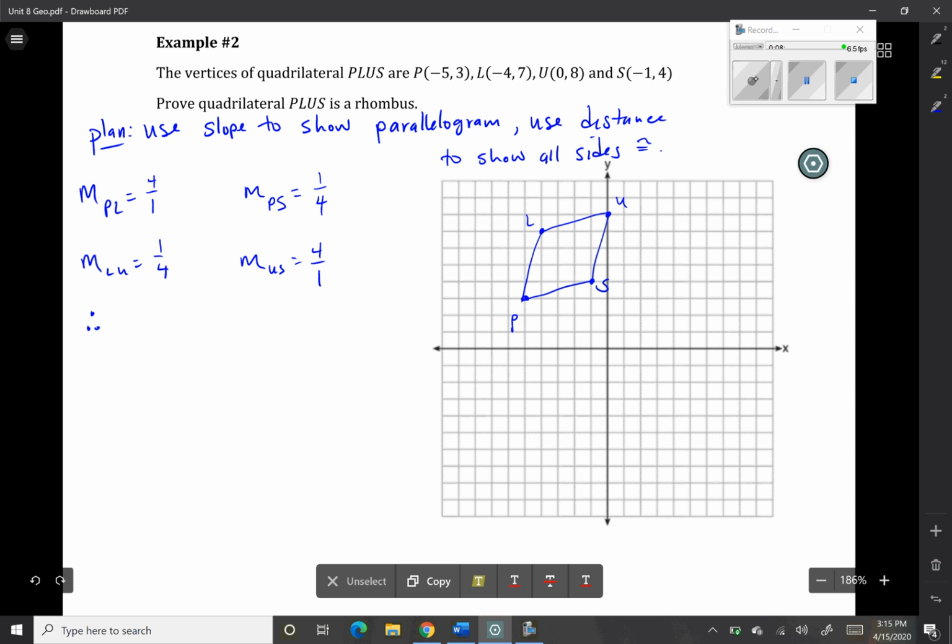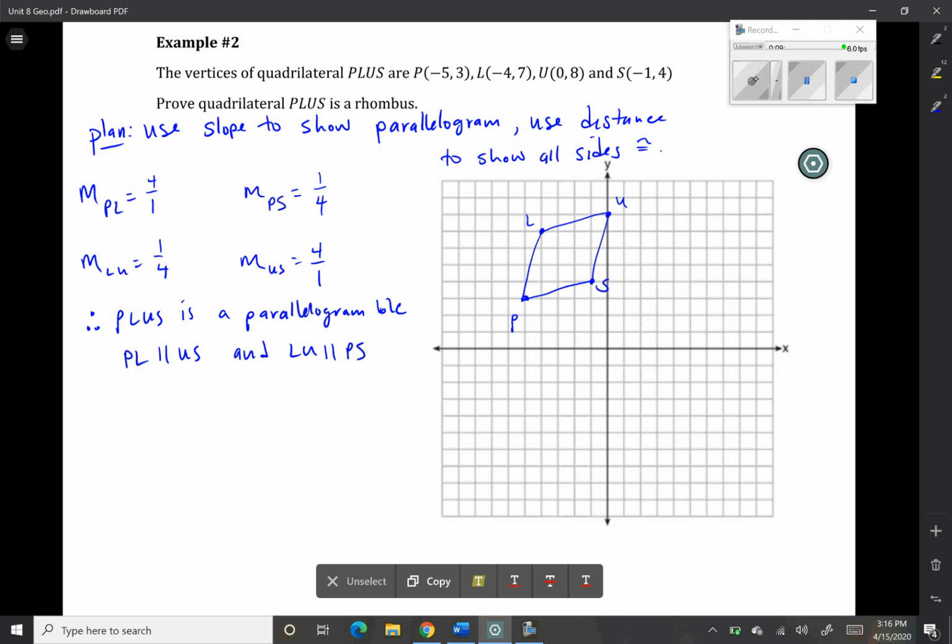So I could say, therefore, PLUS is a parallelogram because PL is parallel to US, they have the same slope, and LU is parallel to PS. They also have the same slope. Now, I know it doesn't ask us to prove it's a parallelogram, but it does by asking us to prove it's a rhombus. So I need some distances.